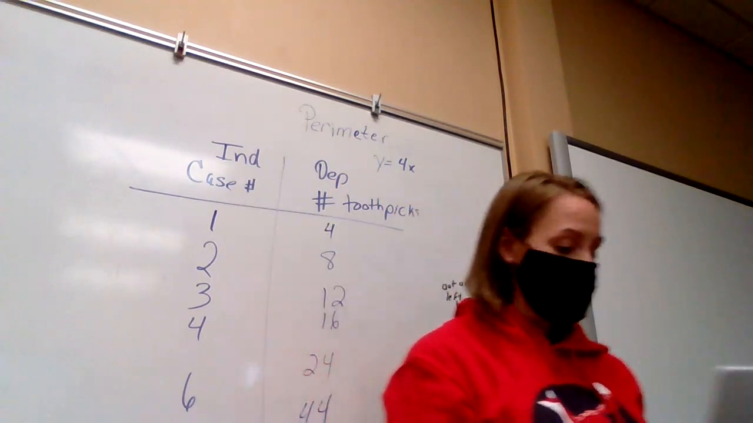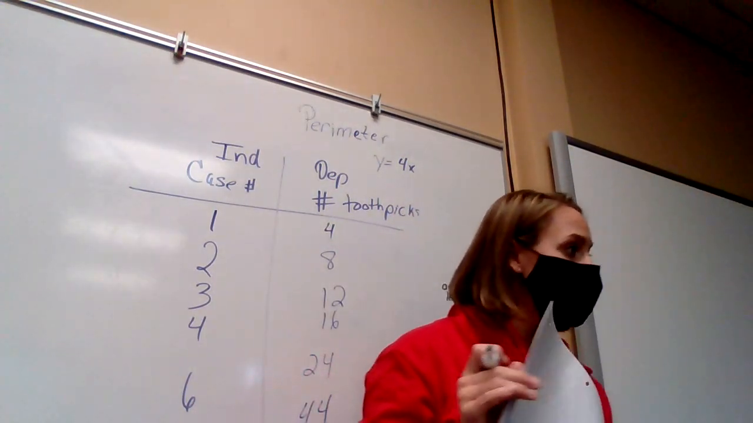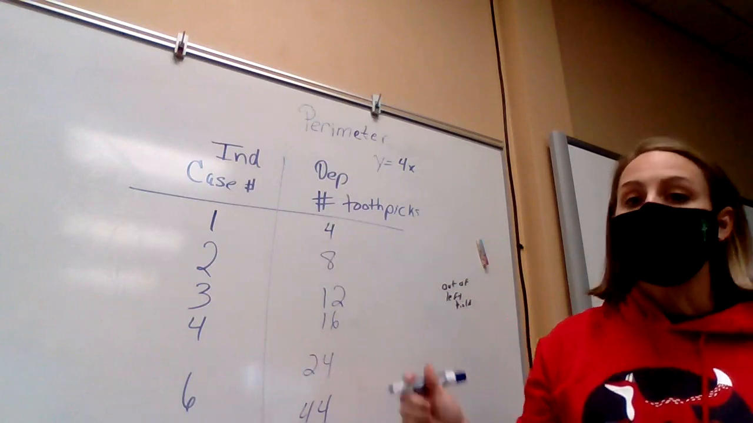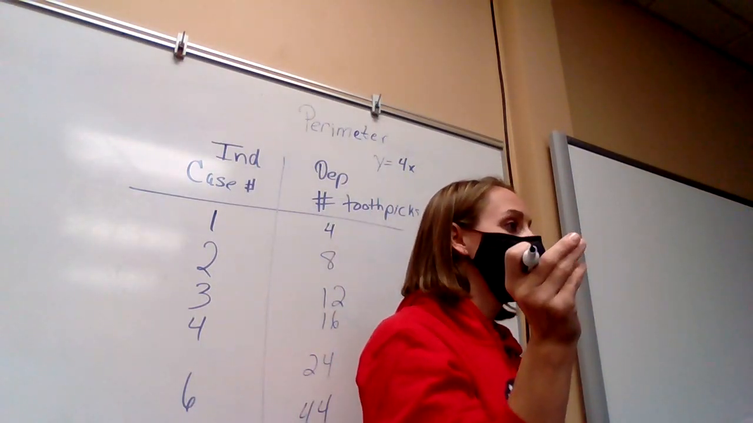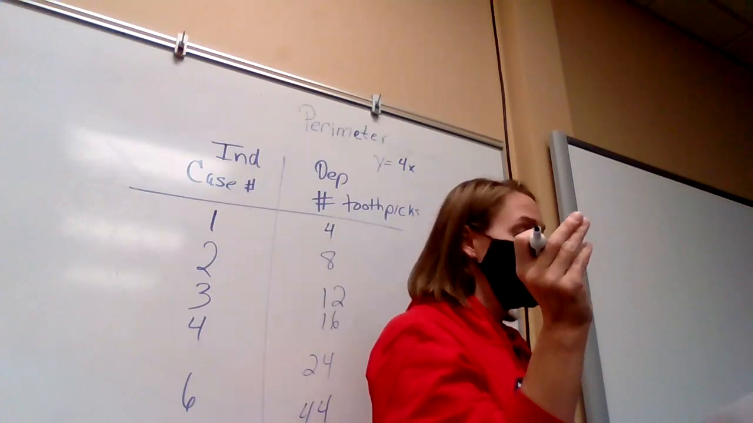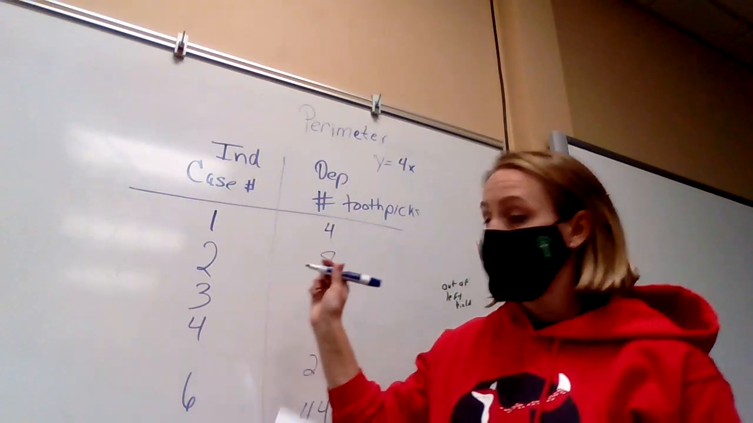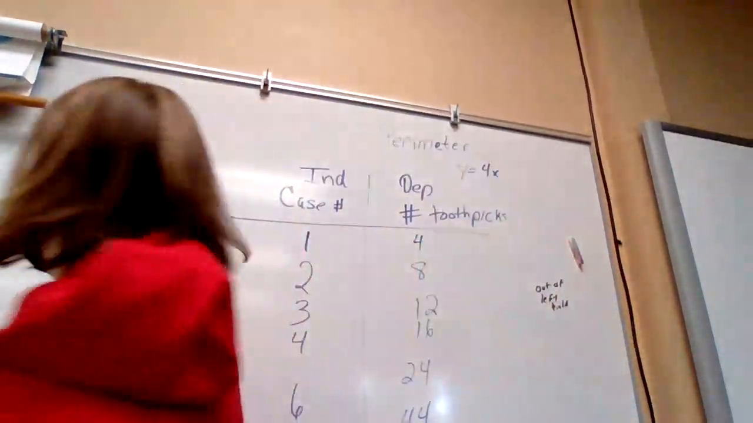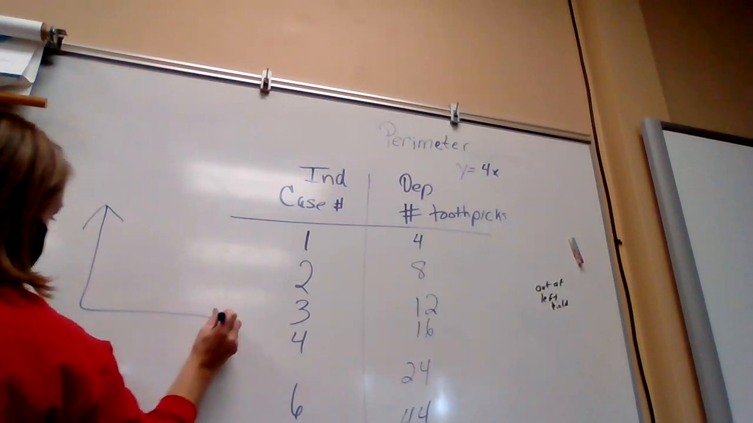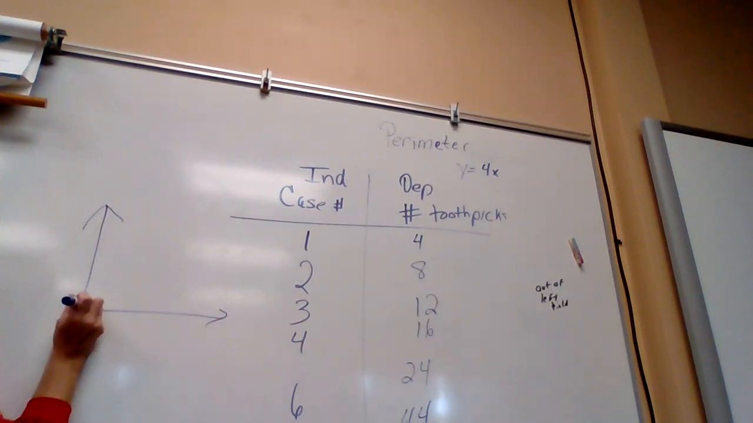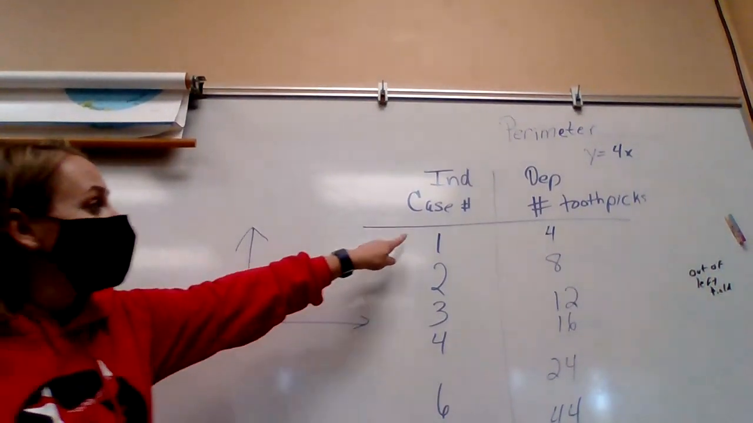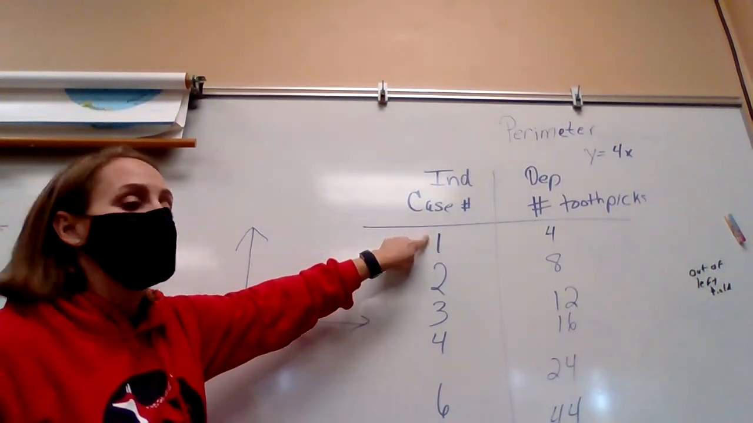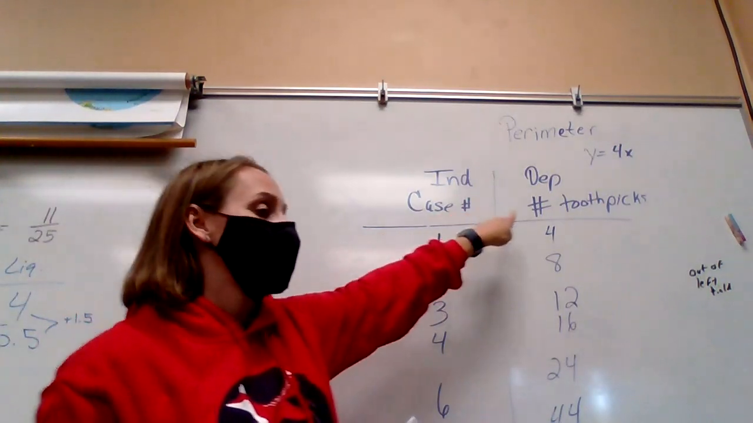Okay, we're going to look at the graph next. With 0 cases, how many toothpicks are there? 0, right? So we're going to graph this, and it's going to start at 0, 0, down in the corner. When we have 1, the first figure, how many toothpicks are there?